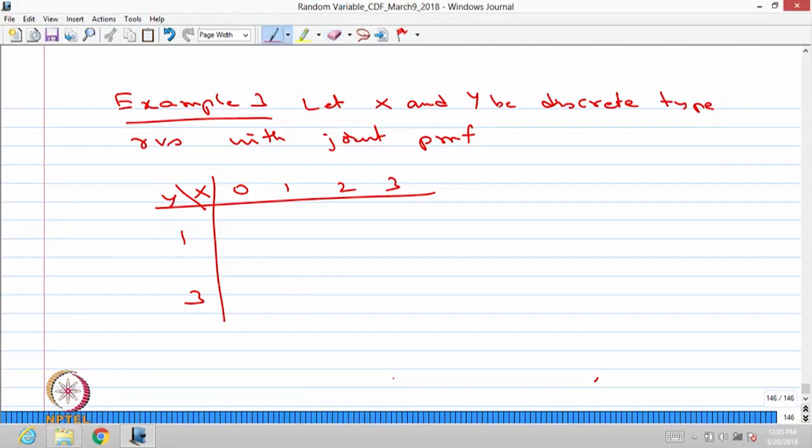x denotes the number of heads obtained when we toss an unbiased coin 3 times, and y is the absolute difference between the number of heads and the number of tails obtained. Therefore, the possible values of y are 1 and 3, and the possible values of x are 0, 1, 2 and 3. And in that problem, we got the joint probability mass function: 0, 3/8, 3/8, 0, then 1/8, 0, 0 and 1/8.